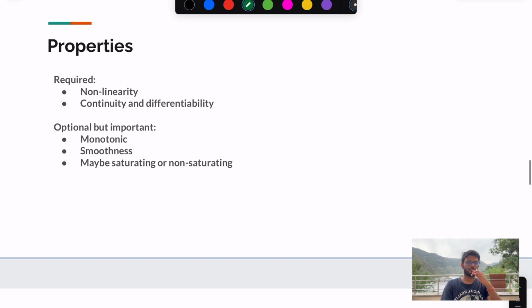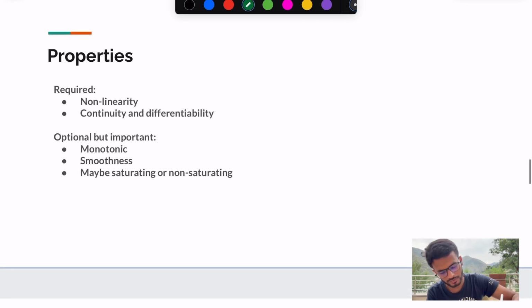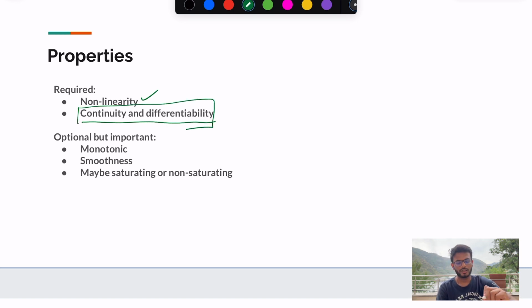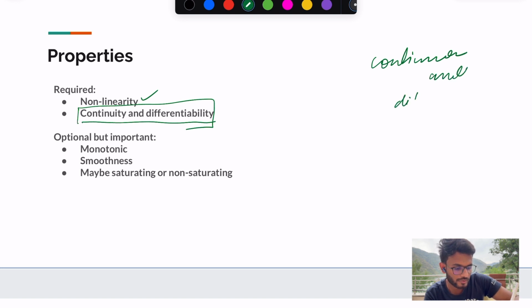Now in which cases, what properties should a function follow so that we can say that it is exactly an activation function? The first one is non-linearity, obviously, that's the basic need. The second one is continuity and differentiability. Continuous and differentiable function.